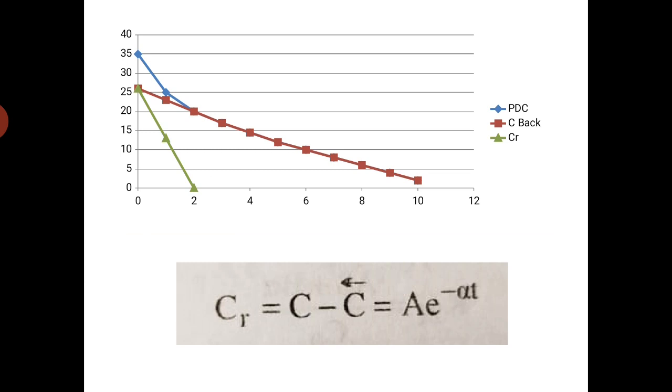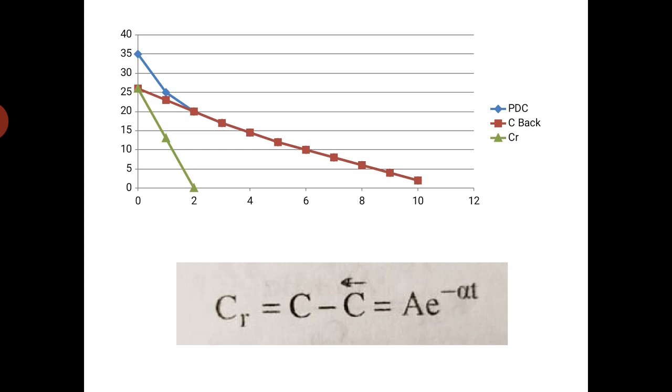We have to determine the residual concentration CR. So C minus C back extrapolated is equal to A e raised to minus alpha t. That is the equation there. Now what was the equation? C is equal to A e raised to minus alpha t minus B e raised to minus beta t, and C back extrapolated is equal to what? B e raised to minus beta t. What is CR? CR is equal to A e raised to minus alpha t.